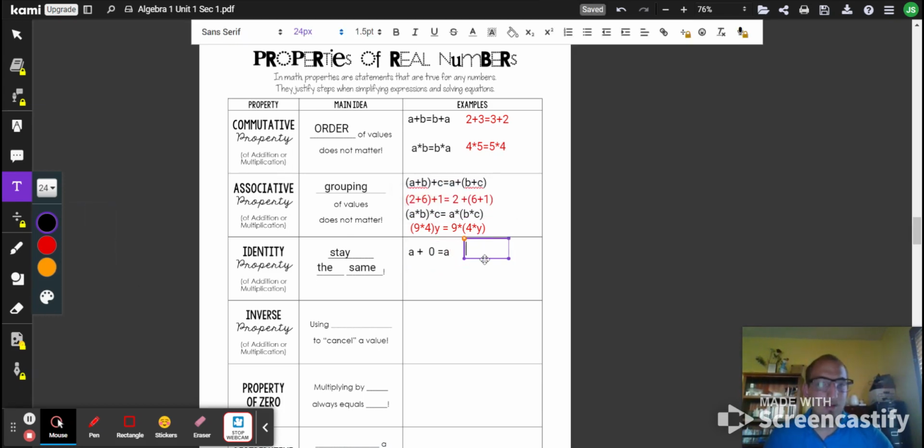So that's it. And then we can do the same thing with a number: negative 12 plus 0 equals negative 12. Pretty straightforward. And then we can do the same thing with multiplication. A times what equals A? What do you have to multiply a number by to keep it the same? Most people would say A times 1 equals A.